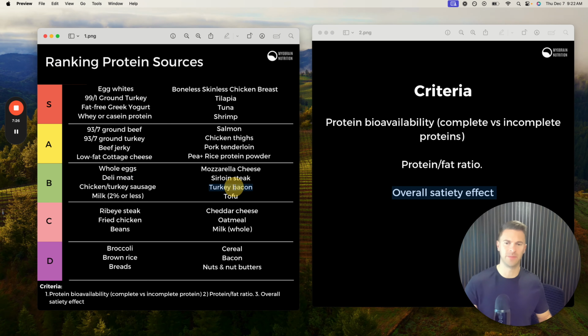We have some turkey bacon, the same thing. We have mozzarella cheese as a snack, right? These will fill in some holes, but likely not be the offensive lineman, if you will, of your high protein diet, all right?